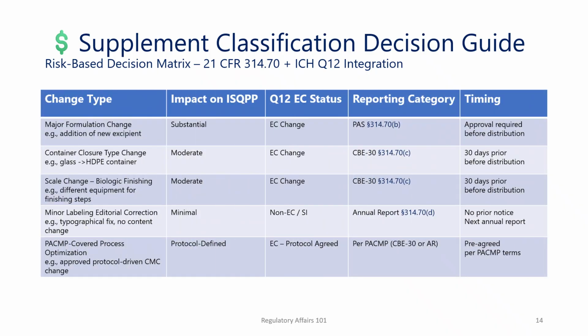This matrix ties everything together. Major formulation changes, PAS. Moderate container closure or scale changes, CBE 30. Editorial labeling corrections, annual report. PACMP covered changes follow the category defined in the protocol.